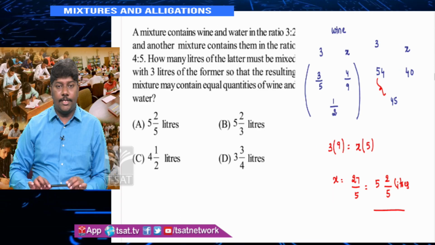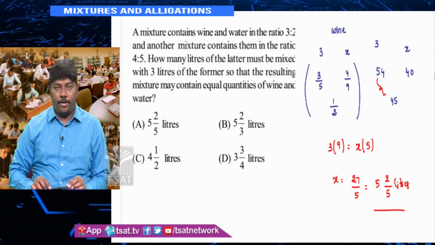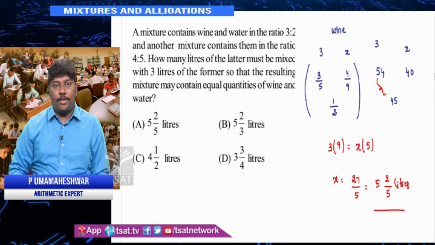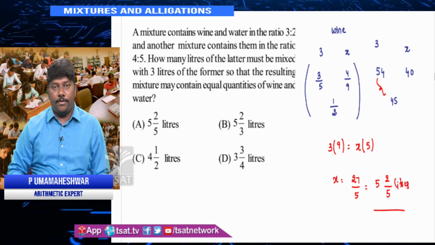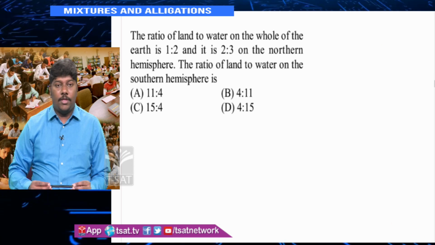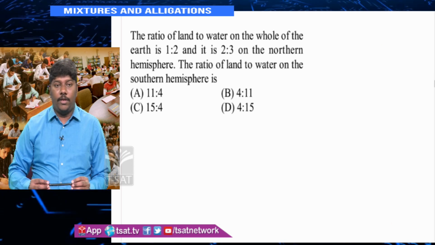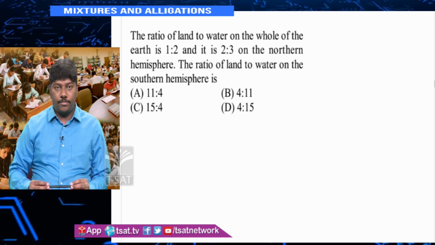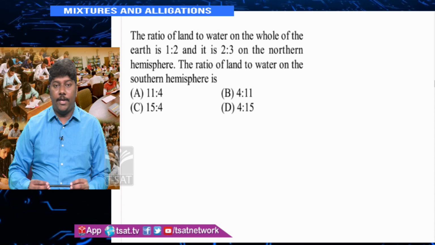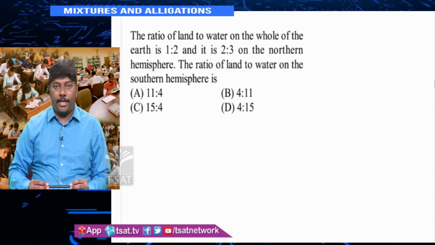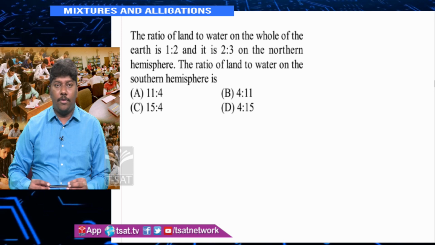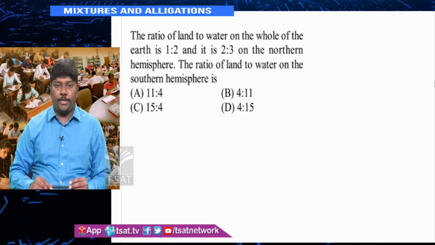This is a typical example of mixtures and alligations, where you are mixing the first one and the second one, and the third ratio is also given. He is asking how many liters of the second mixture must be mixed. The ratio of land and water on the whole earth is 1:2, and it is 2:3 on the northern hemisphere, and the ratio of land and water on the southern hemisphere. So here, instead of telling mixture, he is giving you the whole of earth, northern hemisphere and southern hemisphere.